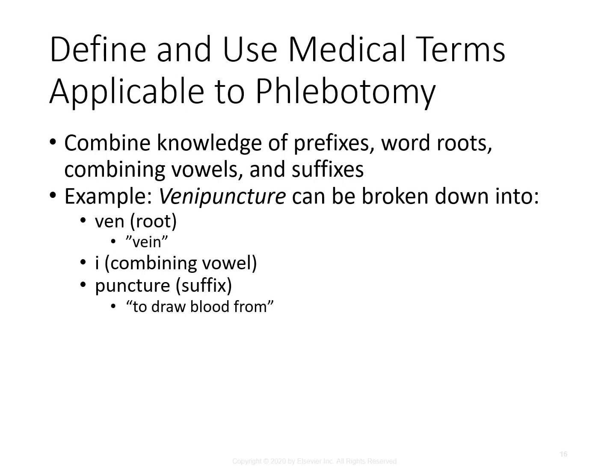Define and use medical terms applicable to phlebotomy, so make sure that we can combine those words as well. Again, these are found in your textbook, so an example of this would be venipuncture. We can break this down into ven, which is the root, which means vein, I, which is going to be that combining vowel, and then puncture, which is the end of the word or the suffix, and that means to draw blood from. So we're going to draw blood from the vein, which is venipuncture.